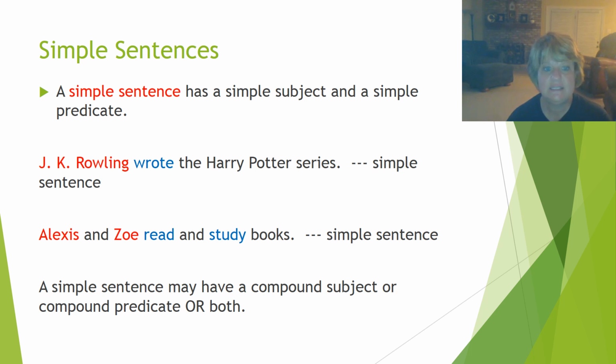Look at the second sentence. Alexis and Zoe read and study books. This is also a simple sentence. However, it has a compound subject, Alexis, Zoe, joined by the conjunction and, and a compound predicate or verb, read, study, joined by the conjunction and. But the thing you need to notice is there is no place that you can divide it into two separate sentences. It is just one complete thought. And also, another thing you can look for is there is no comma before either of the ands.